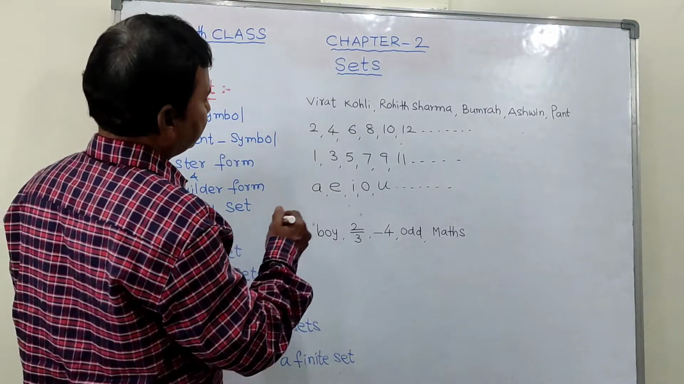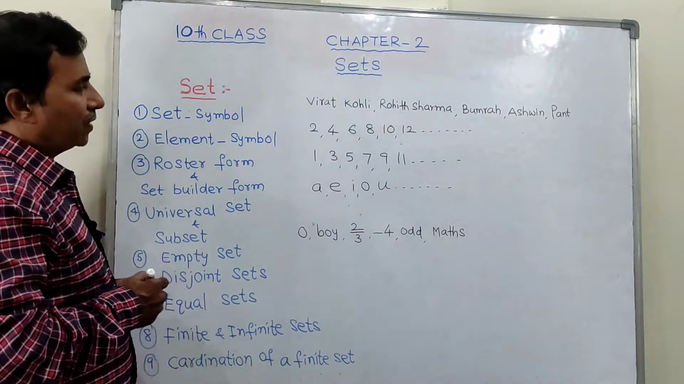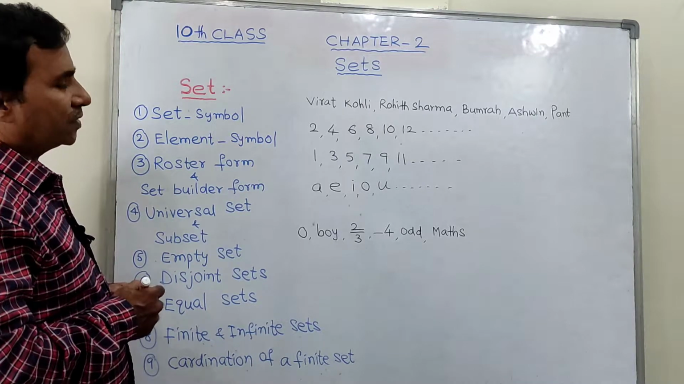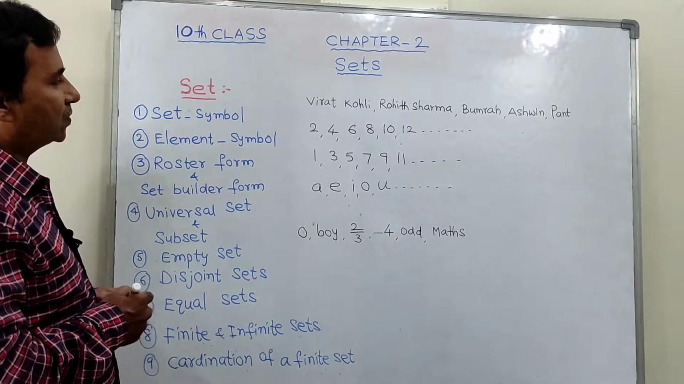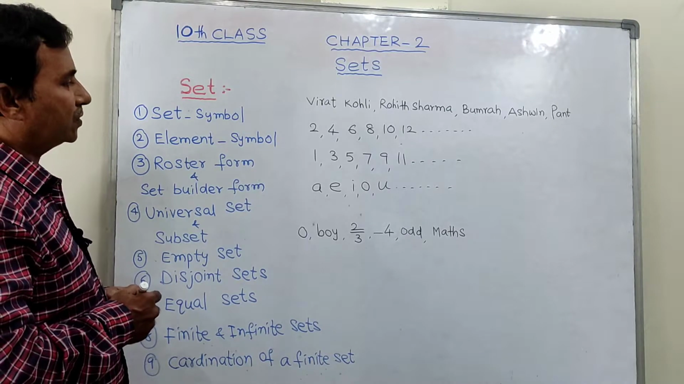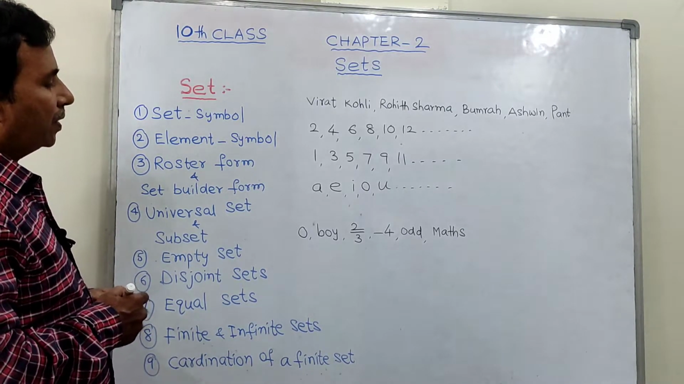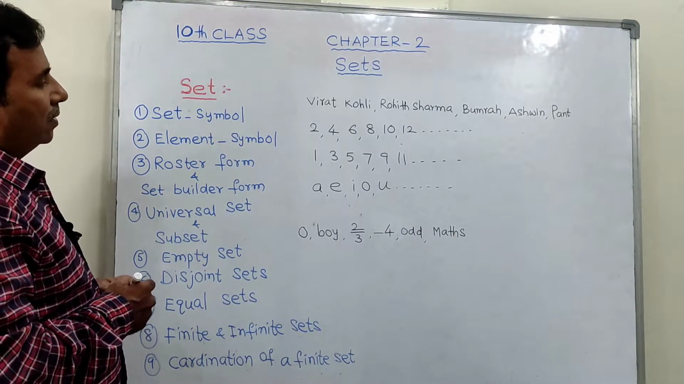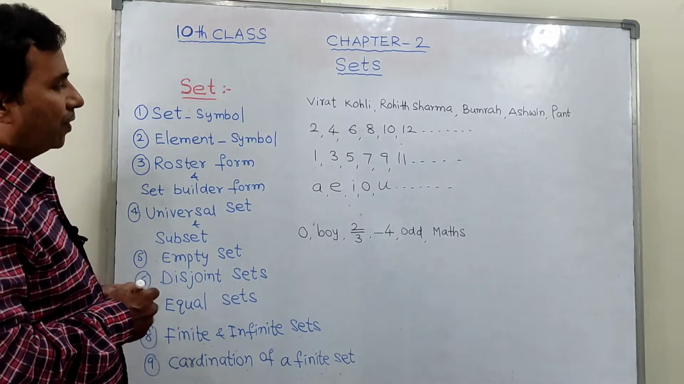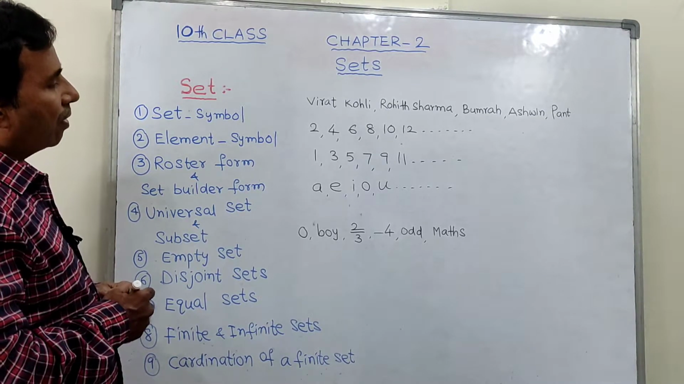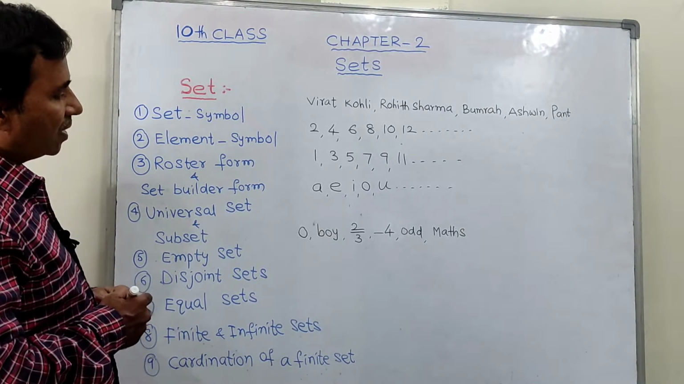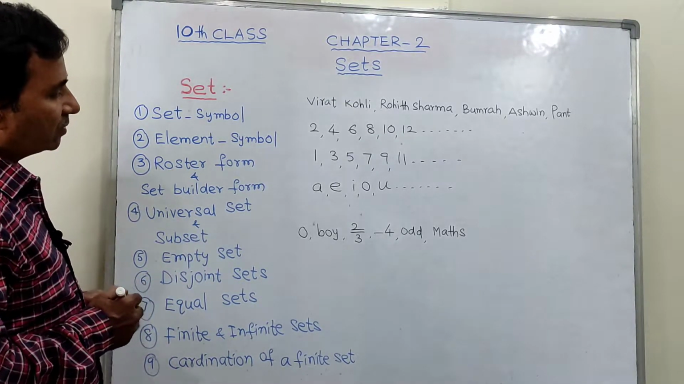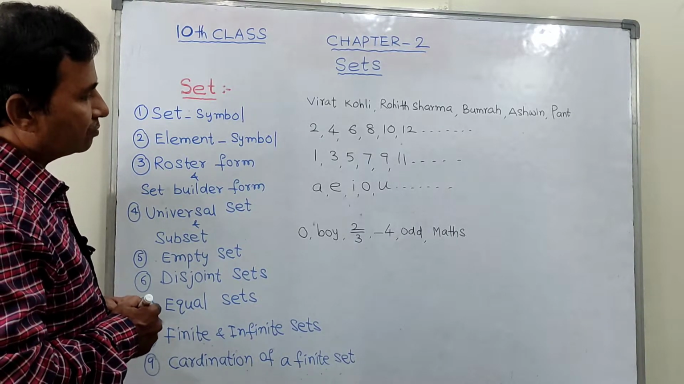If you see the third one: 1, 3, 5, 7, 9, 11. What are these? These are the odd numbers. So the third one is the collection of odd numbers. And coming to the fourth one: A, E, I, O, U. These are the vowels in the English alphabet. All these are collections, and see the last collection also: 0, boy, 2 by 3, -4, odd, mass.